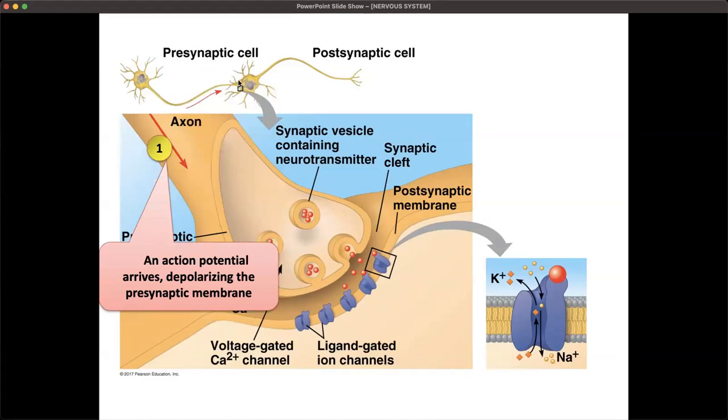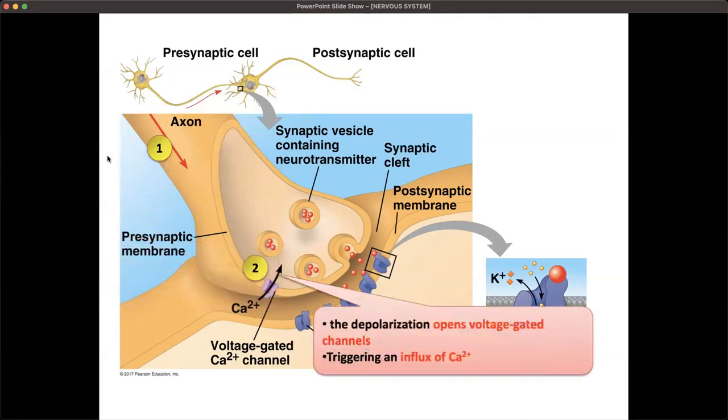How does it actually work? This is what happens between the dendrite end of the postsynaptic cell and the synapse of the presynaptic cell. So when the action potential arrives, it is going to depolarize the presynaptic membrane. Remember, for the action potential, we use the word depolarizing. Then the depolarization is going to involve the calcium channel now. Earlier along the axon it was only sodium and potassium. At the end here there is calcium as well. So it makes sure the calcium channel opens, allowing calcium ions to flow in, triggering an influx of calcium ions.